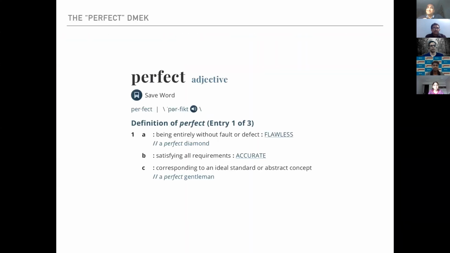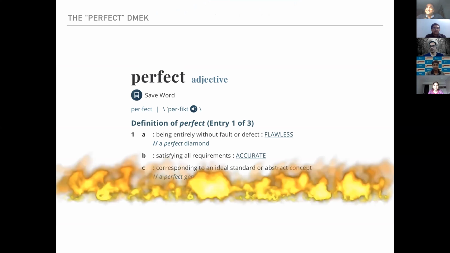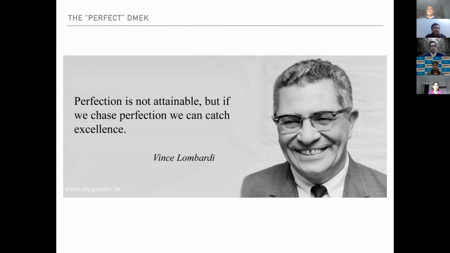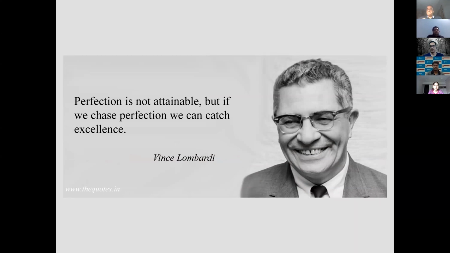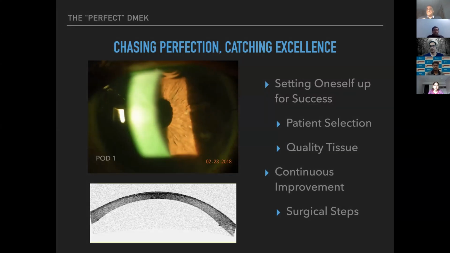So perfect is kind of a loaded word. It means being entirely without fault or defect. We use it all the time, but I think all of us would hesitate to describe our surgery as perfect. So I found this quote by Vince Lombardi, a football coach in the United States. He said, perfection is not attainable, but if we chase perfection, we can catch excellence. And so that's going to be the theme of my 10-minute talk here. We're chasing perfection, but we're really just trying to become better.